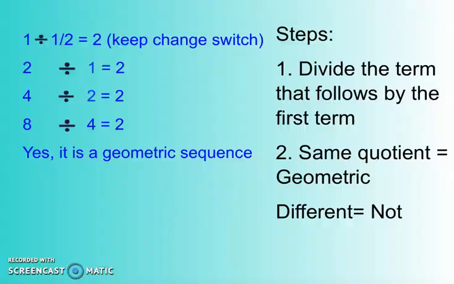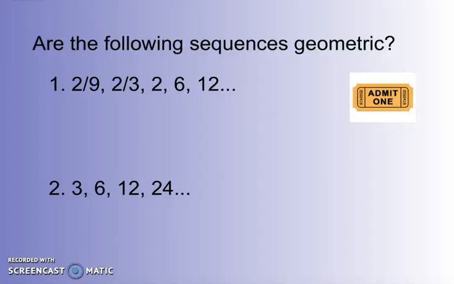At this time, what I would like you to do is just try out 2 problems. Check these sequences out, divide the terms out, and see if they are a geometric sequence.